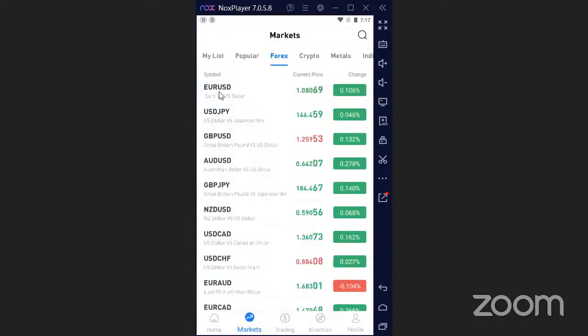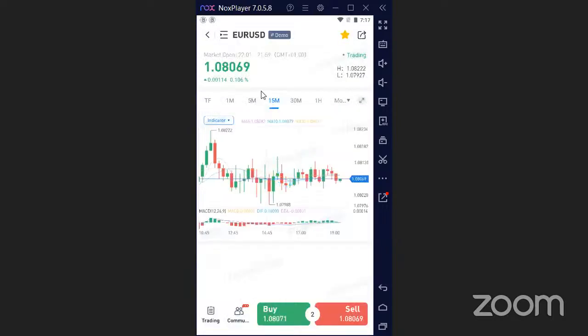So here in your market, click on any forex pair, except don't click anyone that has JPY. Click any other one. Don't click anyone that has JPY. Just click on any other one. So let's use Euro USD for example. Let's use Euro USD. Just click on it, and then it will take you to your chart.